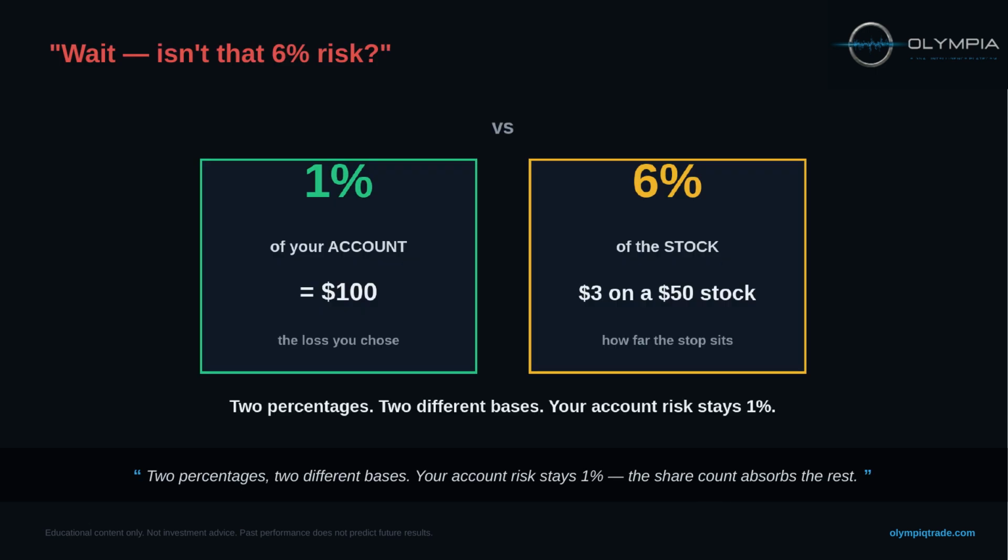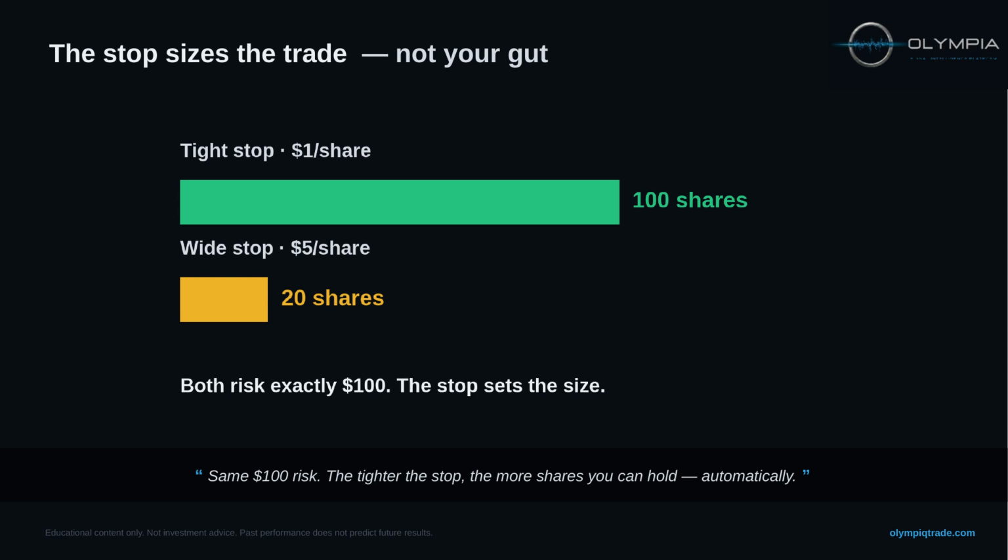Now here's a question people ask. A $3 stop on a $50 stock, isn't that 6%? Yeah, that's true. But 1% of your account, $100, is the stop you choose. 6% is of the stock, how far the stop sits. Two percentages, two different bases. Your account risk stays 1%. So your stop, not your gut, sizes the trade.